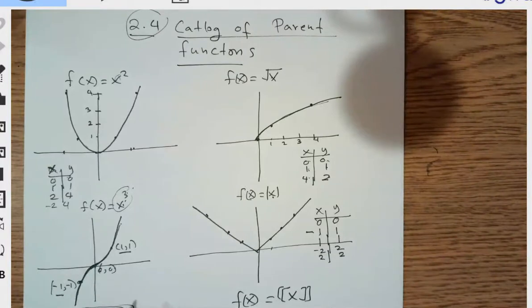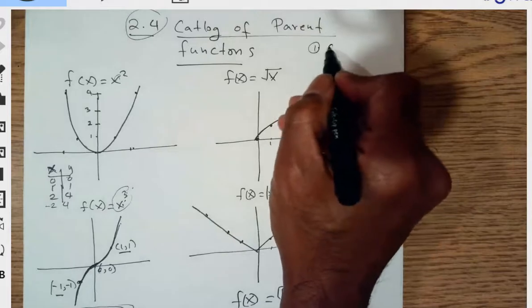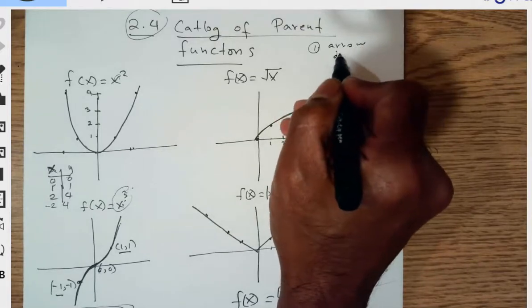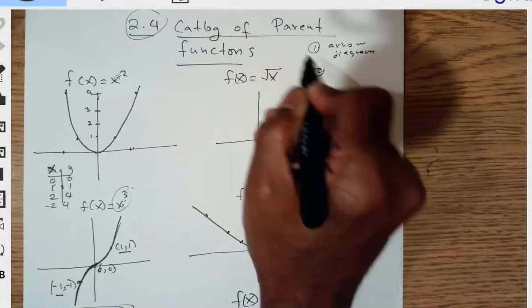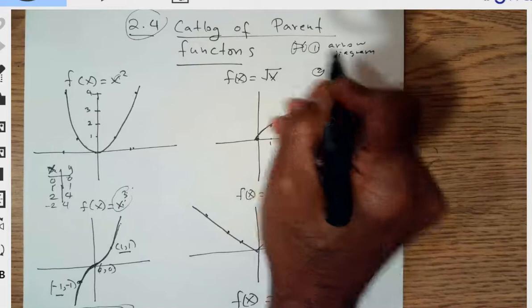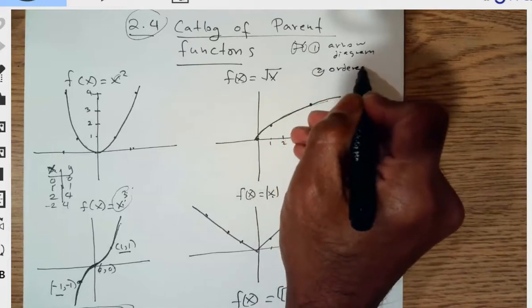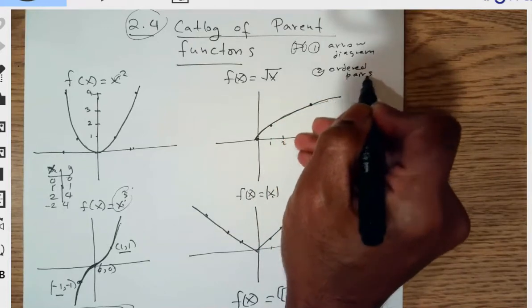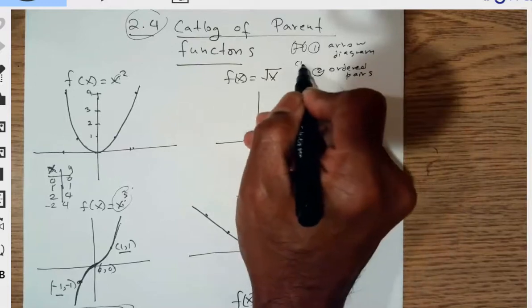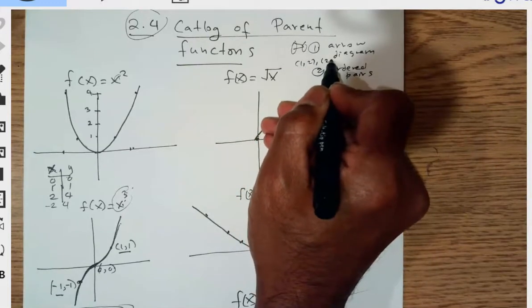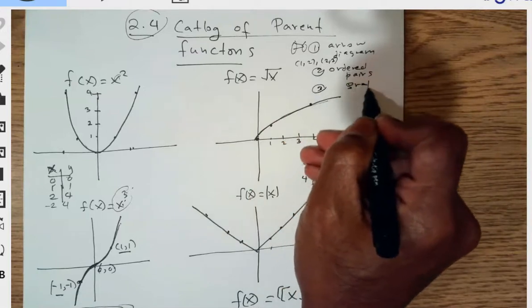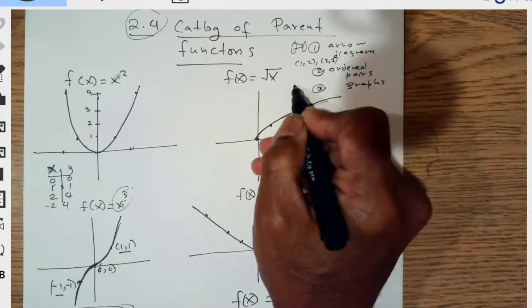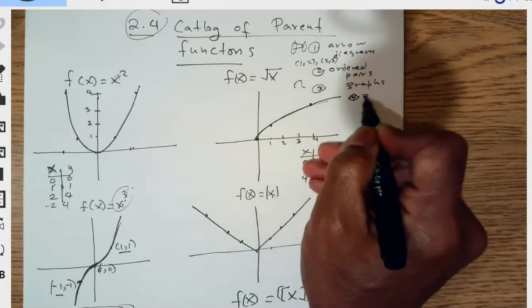So we learned that a function can be represented in multiple ways. Like an arrow diagram, right? Okay, and then ordered pairs. So arrow diagrams are like that. Ordered pairs are like 1, 2, 2, 3, and so on. And then graphs and equations.